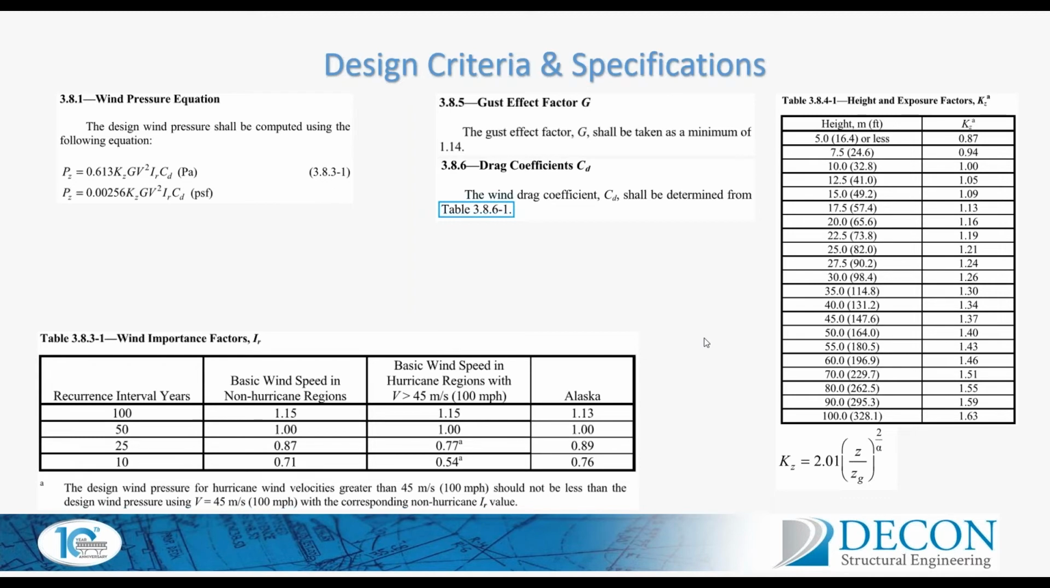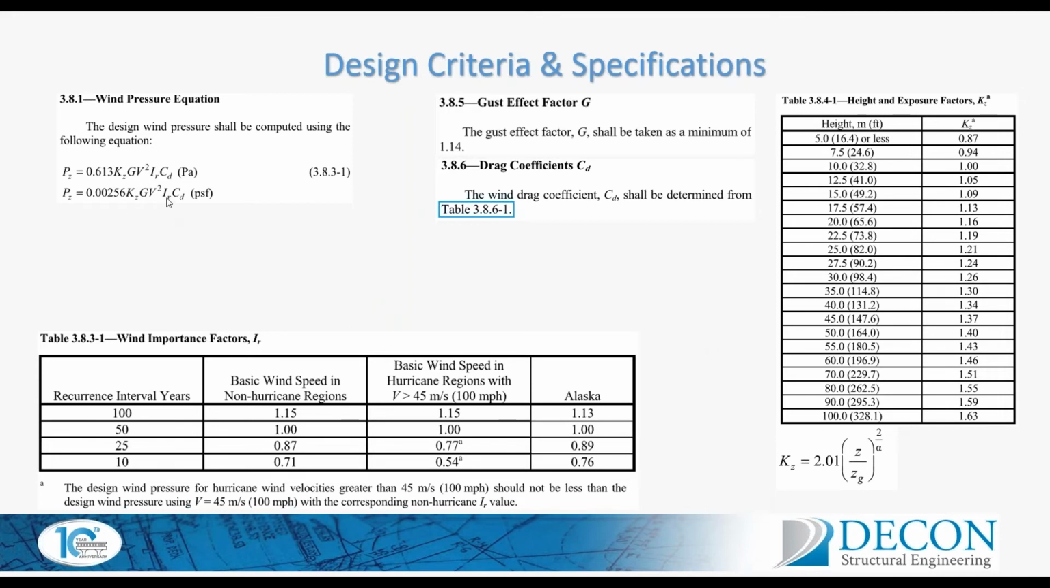V is the basic wind speed used in the determination of the design wind pressure, and it's obtained from the figure in the code. For this particular project and location, the basic wind speed that we used was 90 miles per hour.